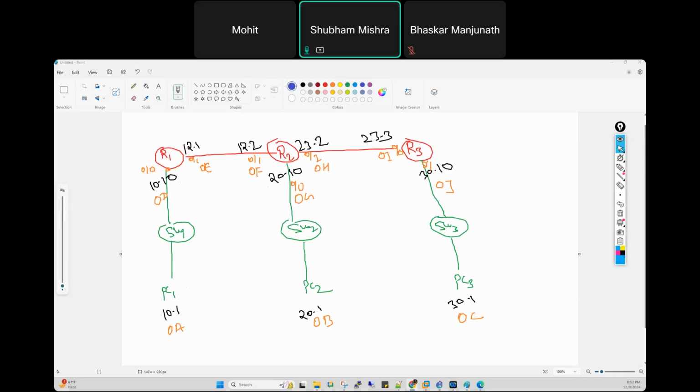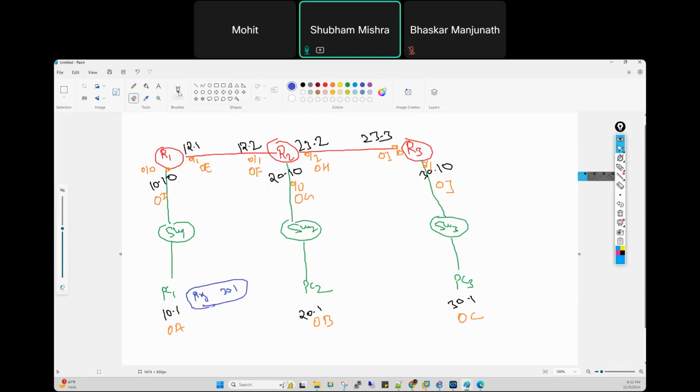Okay. Now, on PC number 1, I write ping 30.1. What will happen, guys? PC number 1 generates which packet? ICMP packet, right? What will be the source IP address? 10.1. What will be the destination IP address? 30.2? Are you sure?